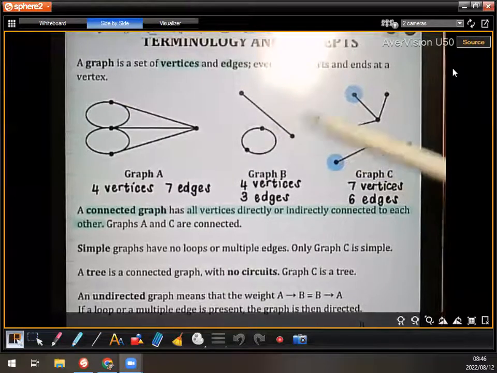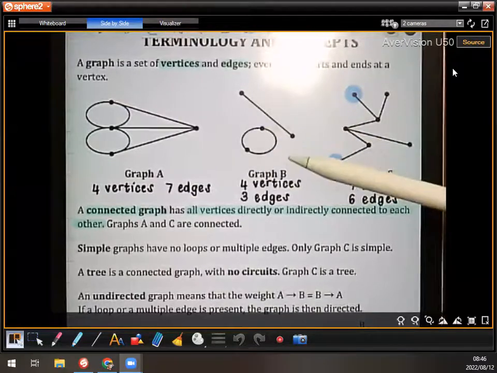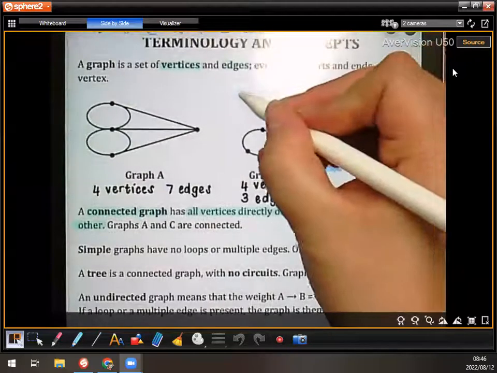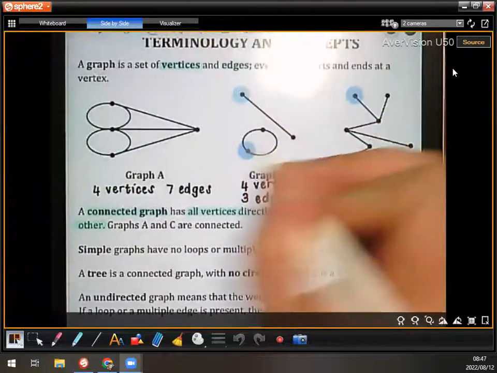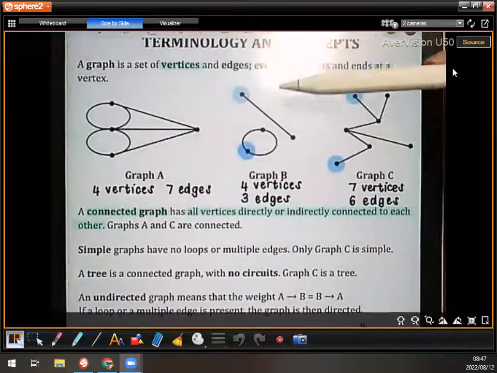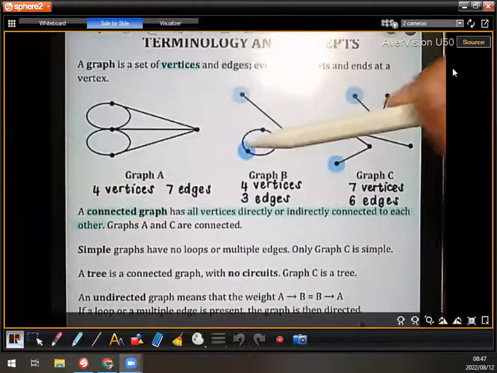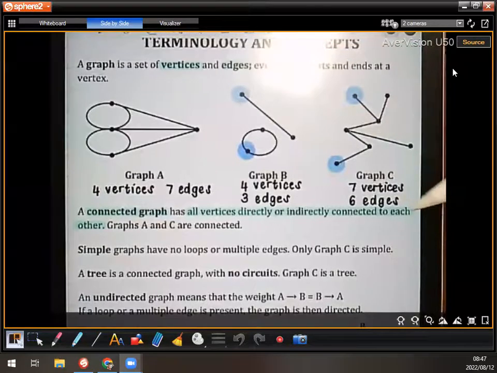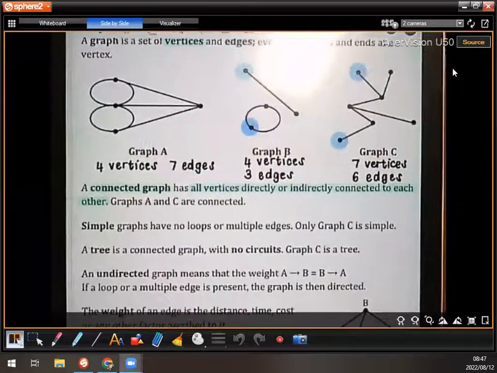Okay, this one is not a connected graph because this vertex over here is not connected to that one. Okay, there's no way of going via edges from this top vertex to that one. Okay, as an example. Are you guys still with me? All right, so that's the first thing.